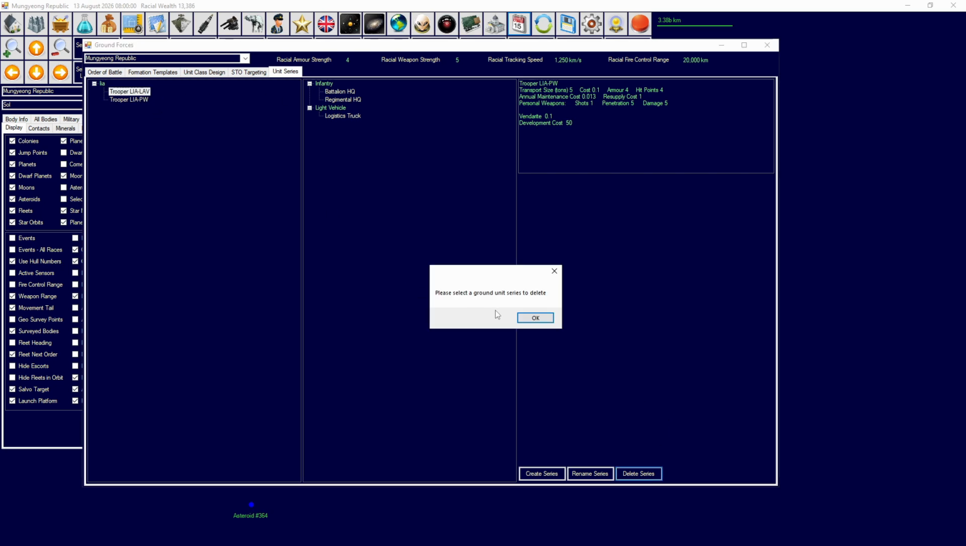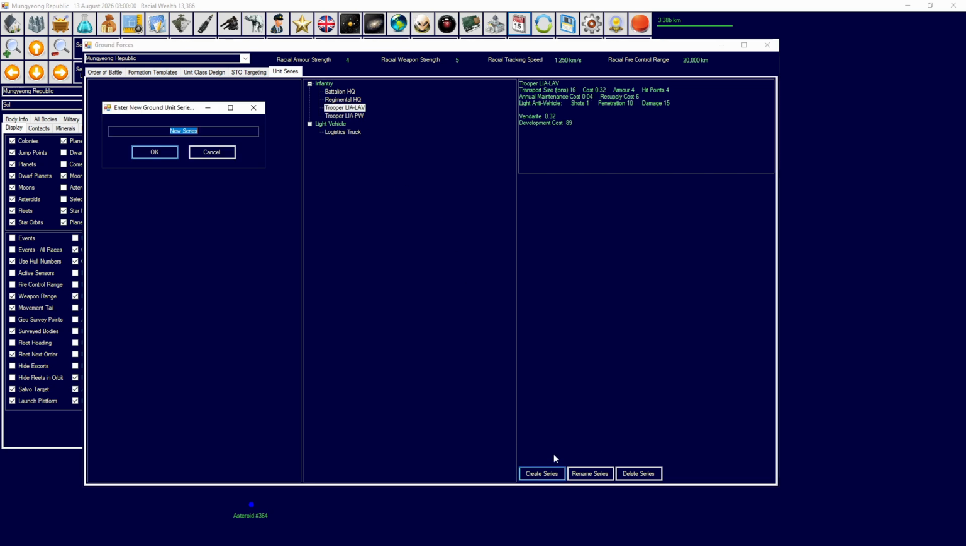So we're going to delete this series, okay? And we're gonna do a few things. So we're gonna create a new series. We're gonna call it infantry, okay? We're then gonna call infantry LAV, right? We're going to just add these in. This is the simplest way, and this will just make sure the game knows what it needs to replace.